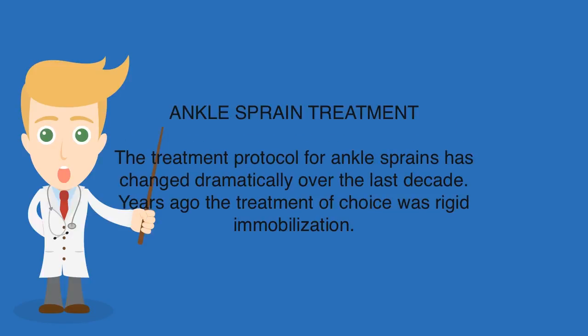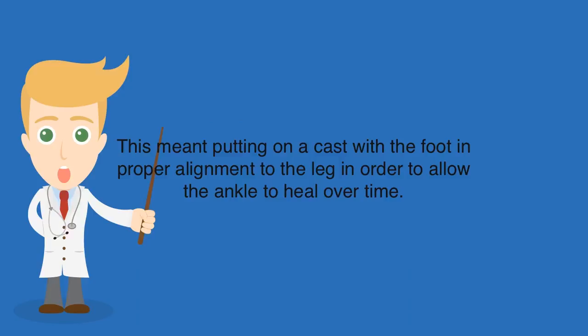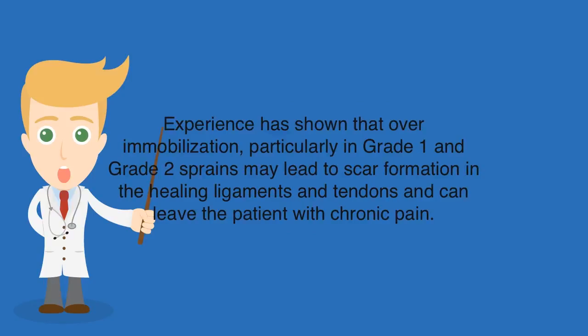Ankle sprain treatment. The treatment protocol for ankle sprains has changed dramatically over the last decade. Years ago, the treatment of choice was rigid immobilization. This meant putting on a cast with the foot in proper alignment to the leg in order to allow the ankle to heal over time. Experience has shown that over-immobilization, particularly in grade 1 and grade 2 sprains, may lead to scar formation in the healing ligaments and tendons and can leave the patient with chronic pain.